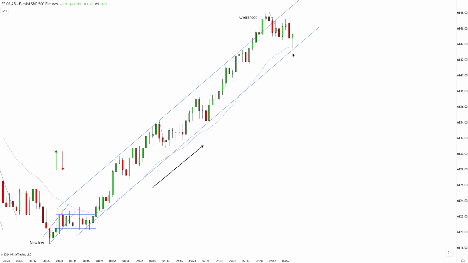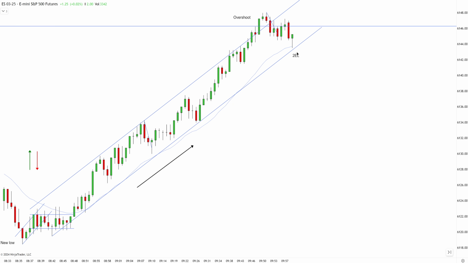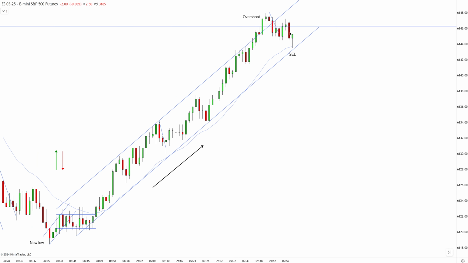We have a second entry long. Can I take it? I cannot. I have to follow the rules. The context matters. After overshoot, I have to skip the very first second entry long. So this is reason number one. Number two, you are at the high of the important key level. And number three, there is a gap between the body and the EMA. You're not full at the EMA. So since we are not full at the EMA and I have overshoot and I have the key level, I have to be patient. I cannot get lured into taking this second entry long.